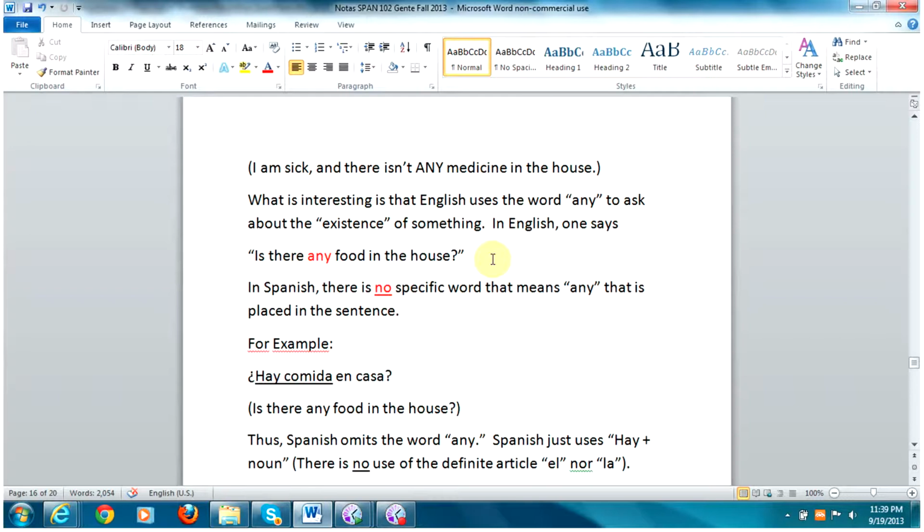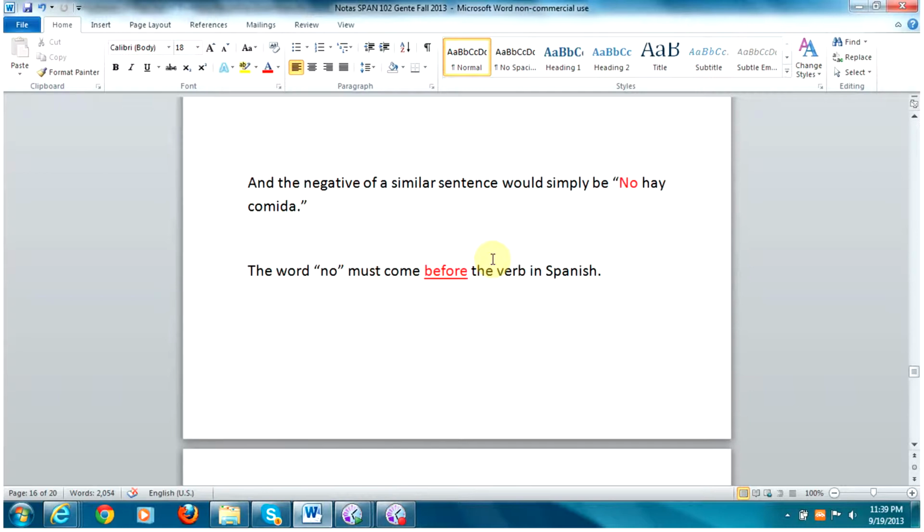In Spanish, we have the word hay, and then we go straight to the noun. Comida. There is no use of the definite article, such as el or la. The negative of such a sentence would be no hay comida. The word no must be placed before the verb in Spanish.